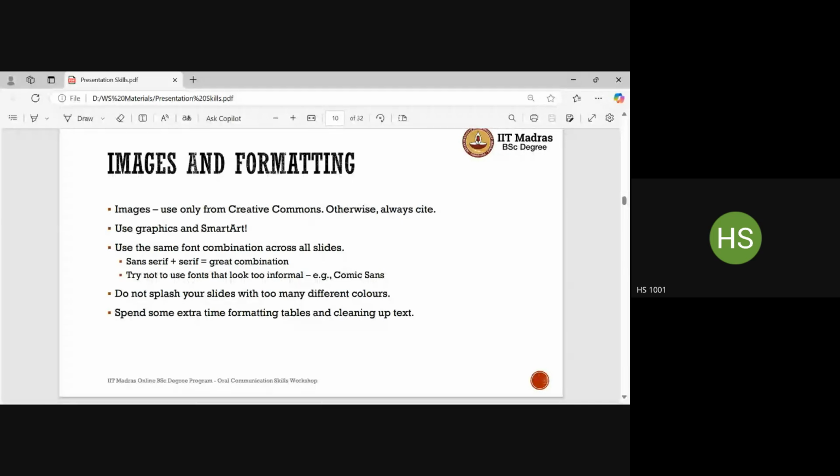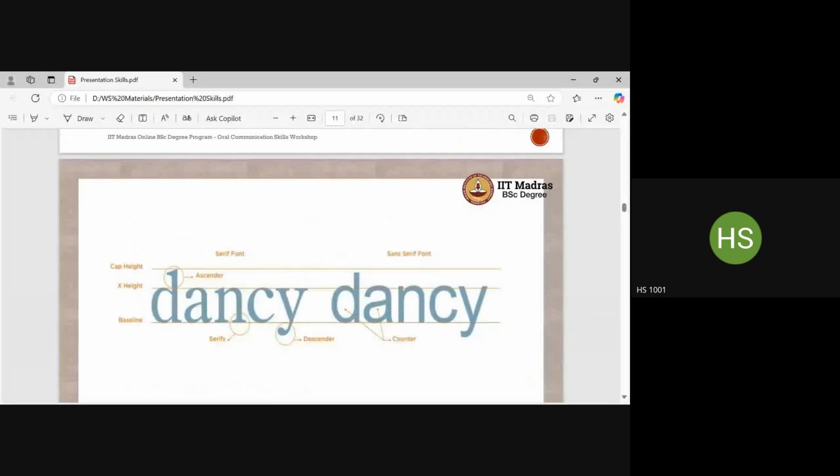And if you have tables or text in your presentation, spend some time formatting the tables. Spend some time cleaning up the text. Format your tables such that they all look the same, and clean up your text such that it all has the same font size, and that there are no errors in your text.